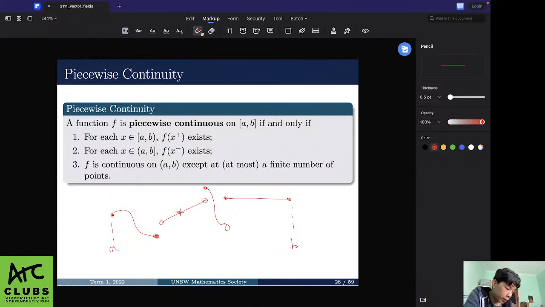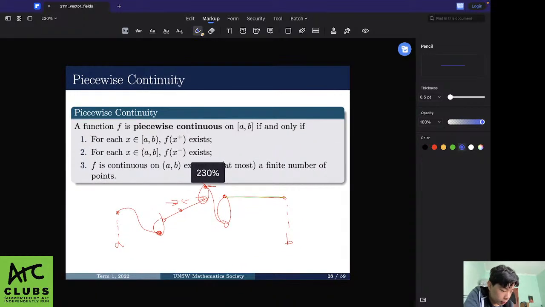We see that at any point, it has a left-hand limit and a right-hand limit. Even at the discontinuous points, it has a right-hand limit and left-hand limit. But also it has a finite amount of discontinuities. So it has 3, which is finite. And so this is a piecewise continuous function. And what it means is that I see a finite amount of disjoint pieces. So we have this part right here. We also have this part right here.